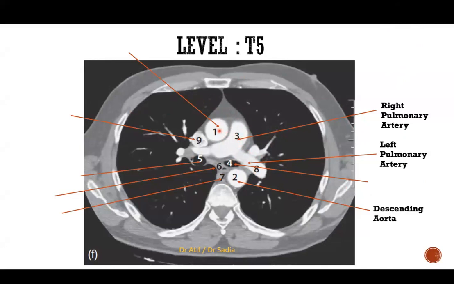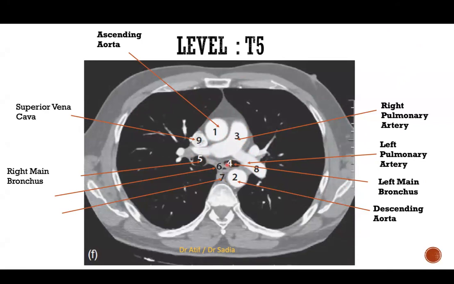Okay, now this is the ascending aorta. This is the descending aorta. This is the superior vena cava. This is the right main bronchus because we split already. This is the left main bronchus. This would be the esophagus, and this is the azygos vein. Because this is the posterior mediastinum below the sternal angle, expect to see the azygos vein in all the remaining images. Okay.